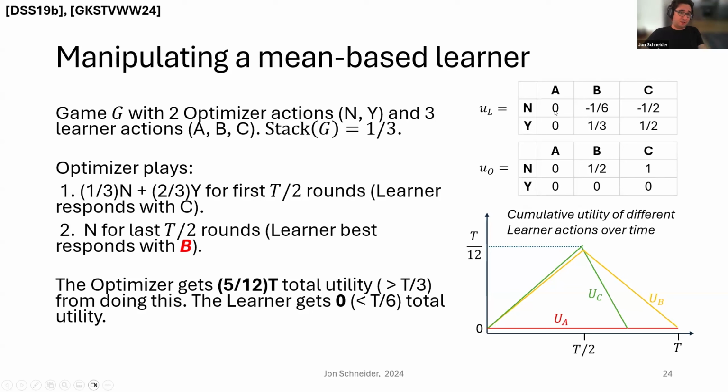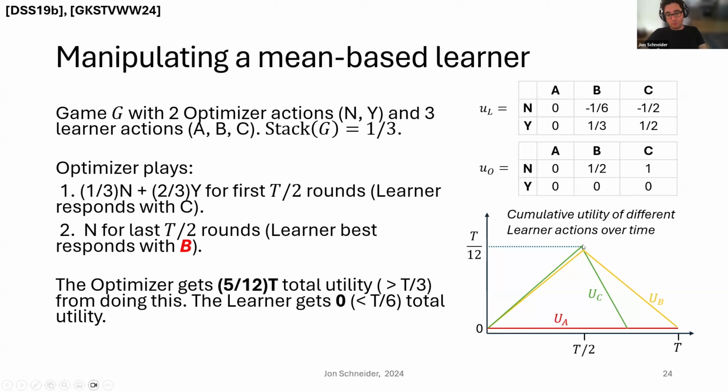Because action A is the action that gives them the best utility if the optimizer is playing action N. And the reason is really because of what these mean-based learning algorithms do. Remember that these mean-based learning algorithms just pick the action with the best cumulative utility over time. So if you graph these cumulative utilities, action A stays at 0.